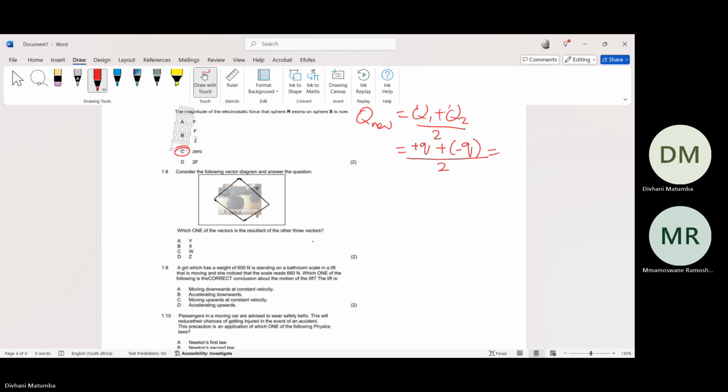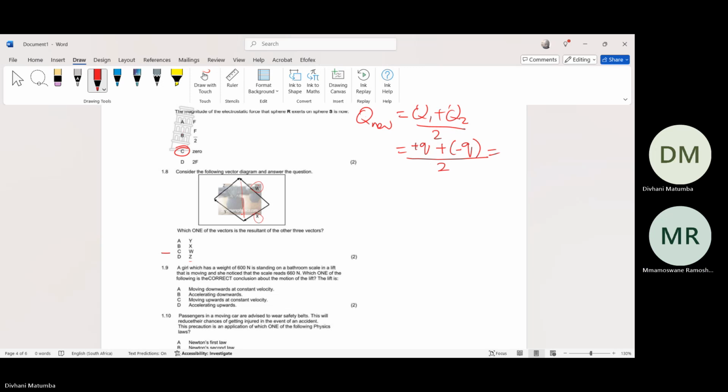Y, no, it can't be. If that's... there are three vectors here. I think that forms a triangle. W and X would make a high degree angle. And W and X forms that.